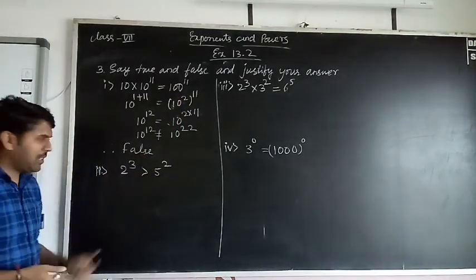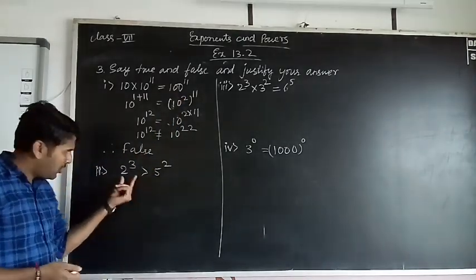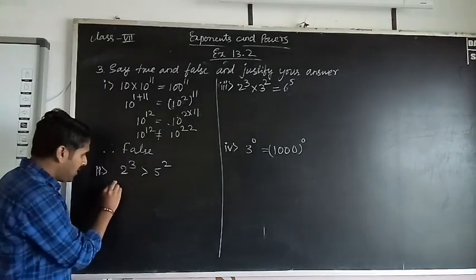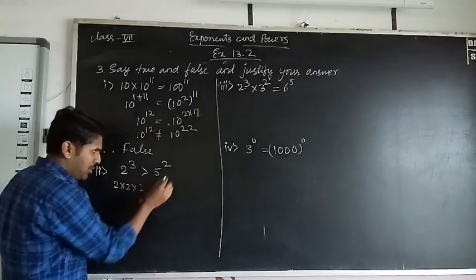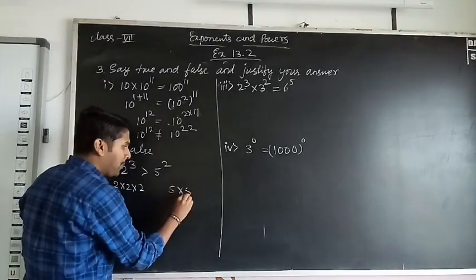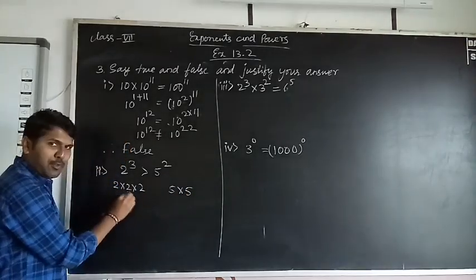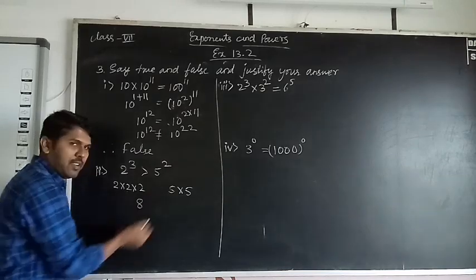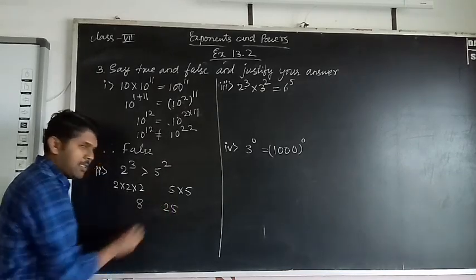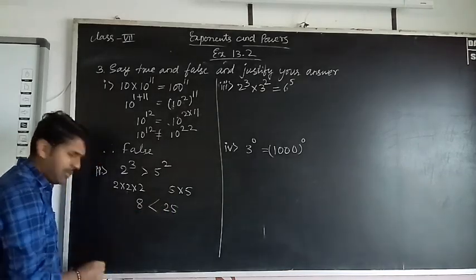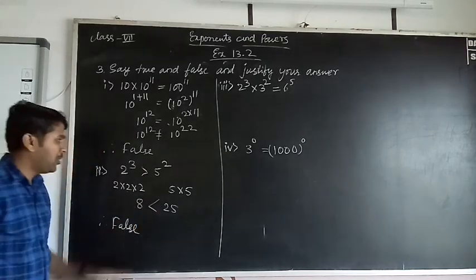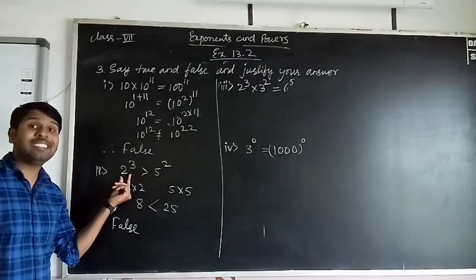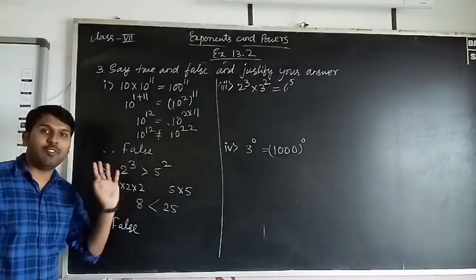Next, second one, this is the correct symbol. So this one, 2 raised to 3 means multiply 2 how many times? 3 times. And this one is 5 into 5. So 2 2s are 4, 4 2s are 8, and 5 5s are 25. So which one is greater? This one is greater, that means the answer is false. Why? Because the given 2 raised to 3 is not greater than 5 raised to 2. That means this is false.